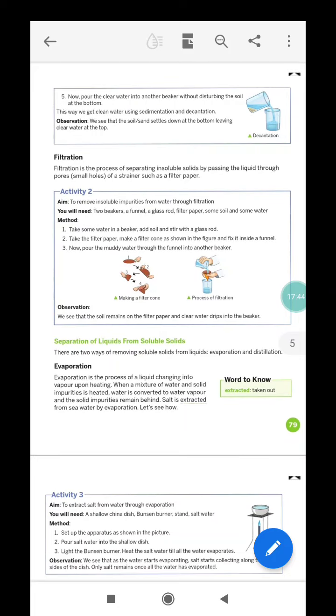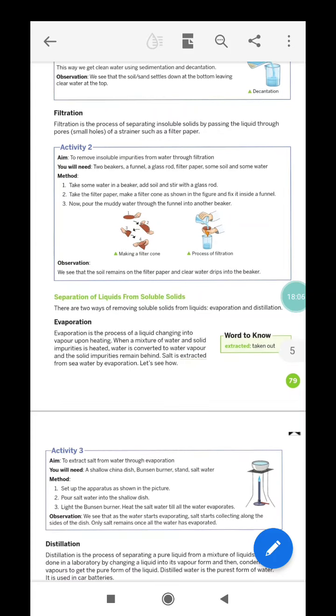Now, the method. Take some water in a beaker, add soil and stir it with a glass rod or the spoon. Then we will get the muddy mixture of water. Then take the filter paper, make a filter cone as shown in the figure and fix it inside a funnel. So we have to make a cone with the filter paper and fix it in the funnel.